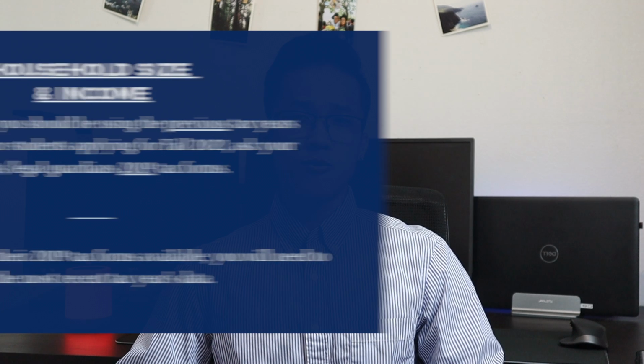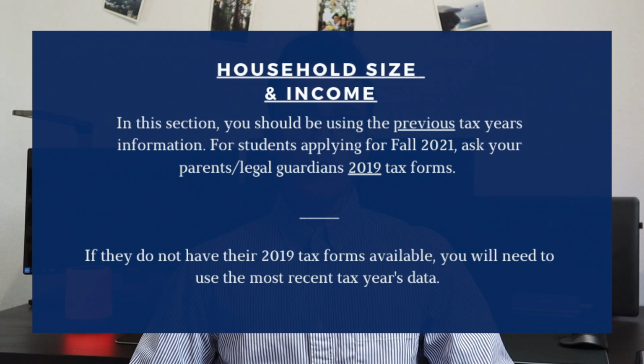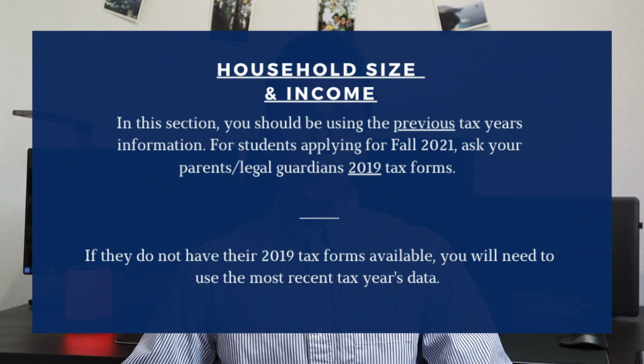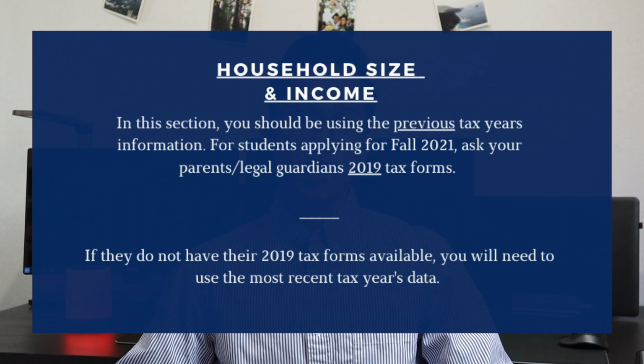When you're filling out this section with your parents, legal guardians, or maybe if you're doing it by yourself, just please make sure that you're using the previous tax year's information. This means for students that are applying for fall 2021, you don't want to use tax information for the current year, which is 2020. You want to use tax information for the previous year, which should be 2019.